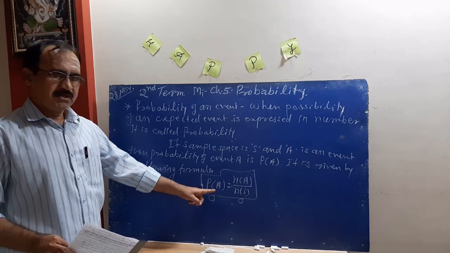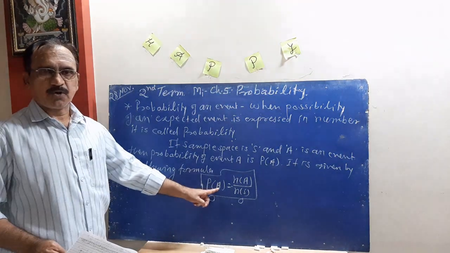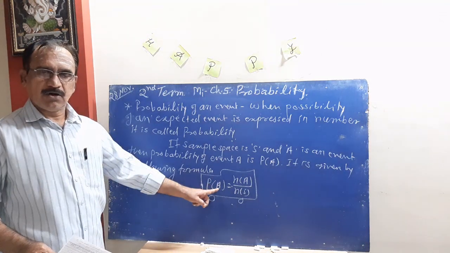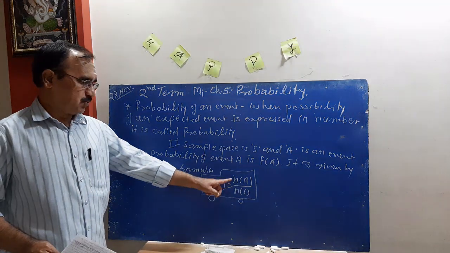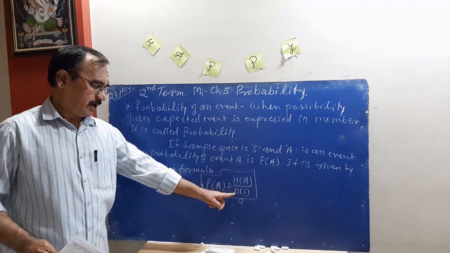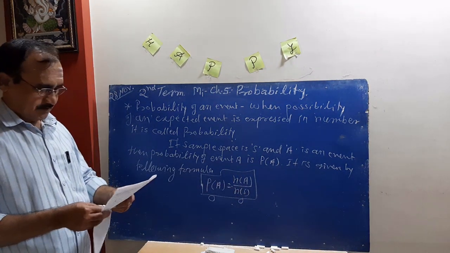Here P of A means probability of event A. P of B means probability of event B. P of C means probability of event C. N of A means number of sample points in event A. N of S means number of sample points in the sample space.